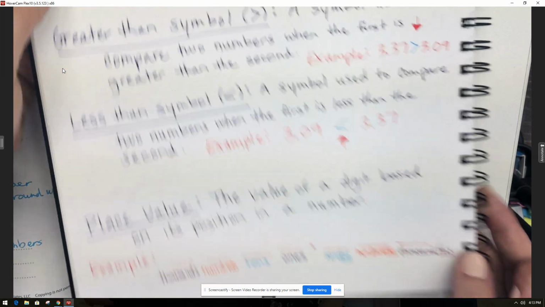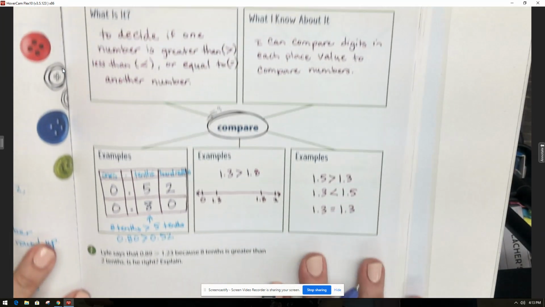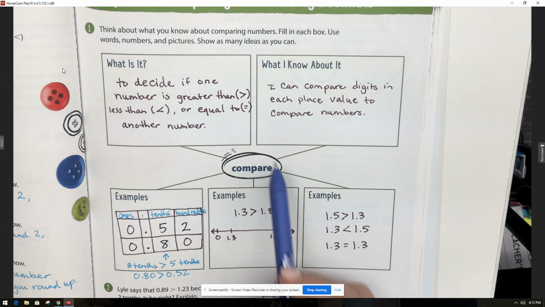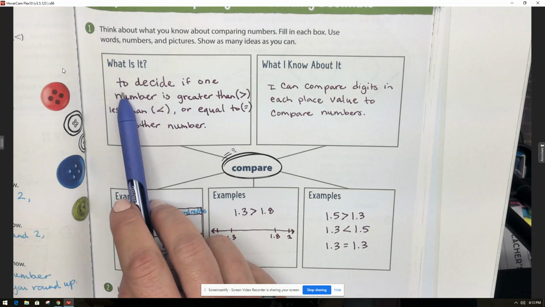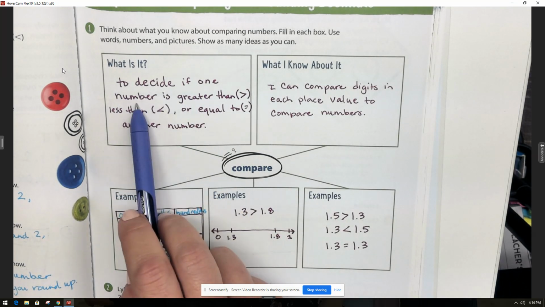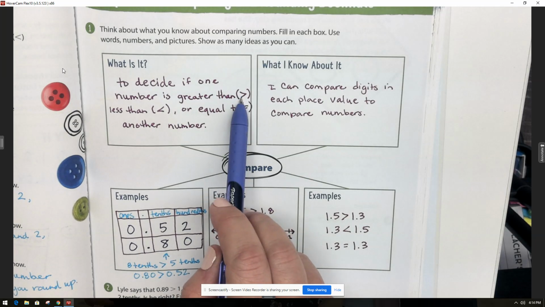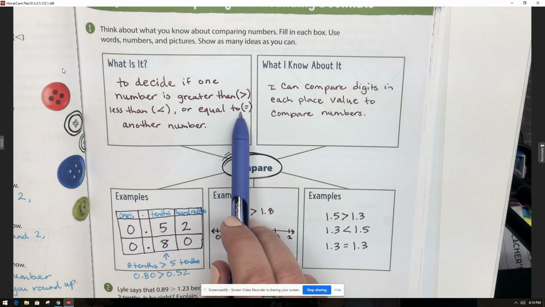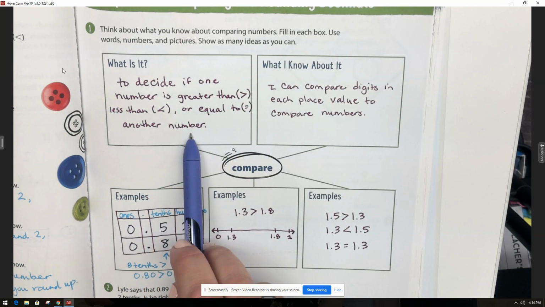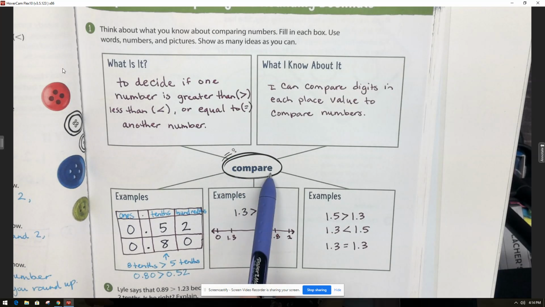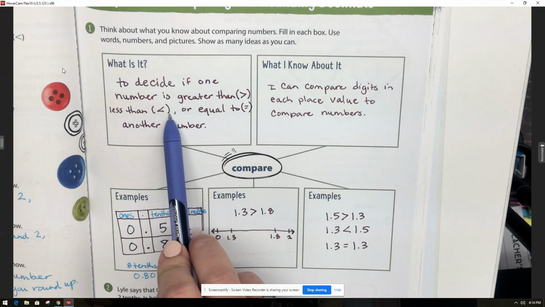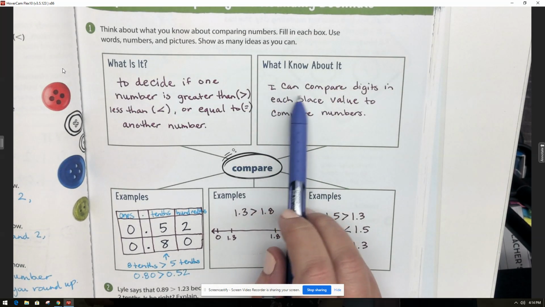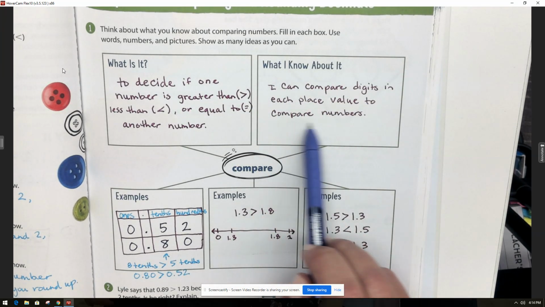Now that you've got your vocabulary down for this coming lesson, you can look at the word compare. What is it to compare? Comparing is to decide if one number is greater than, and that's the greater than symbol, less than, and this is the less than symbol, or equal to, and that's the equal symbol, another number. So that's what we're doing. We're comparing the numbers to see if they're the same, greater than, or less than. What I know about it is that I can compare digits in each place value to compare numbers.